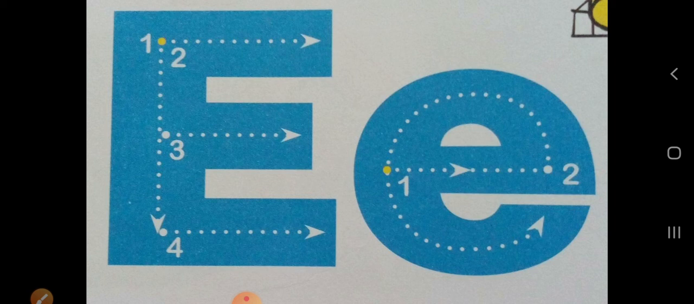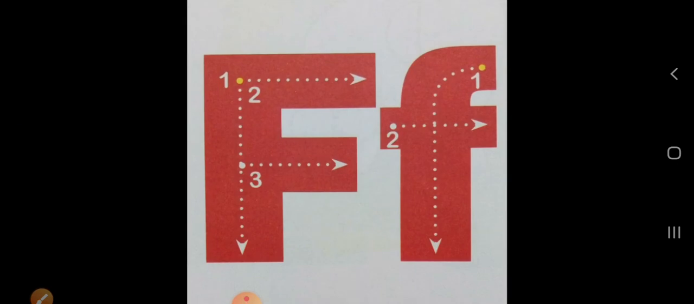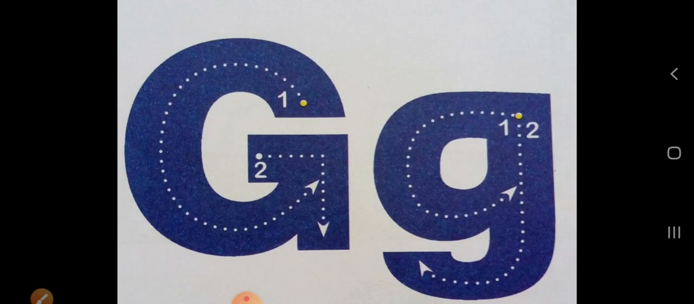Just trace it and try to say some words with letter E. Oh wow, which letter is this? F. F, flower. Yes, F, flower. F, fish. Yes, so this is capital F and small f. Trace it and say some words with letter F. We have done so many. Yes. Okay, now moving to next.